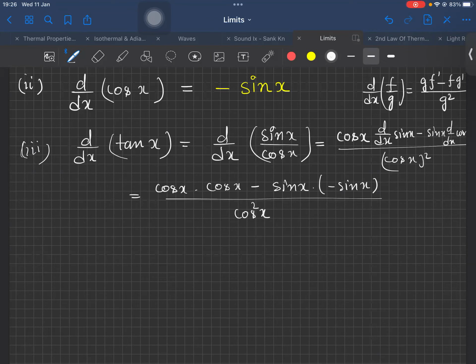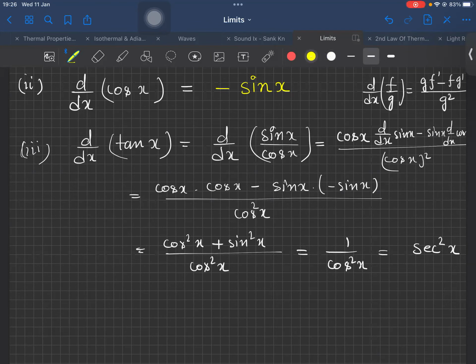Okay, so this will become cos square x plus sine square x, right, upon cos square x. So this will be equal to what? 1 upon cos square of x. This is an identity, and this is equal to sec square x, isn't it? So the derivative d upon dx of tan x will be equal to what? Sec square x. Understood?